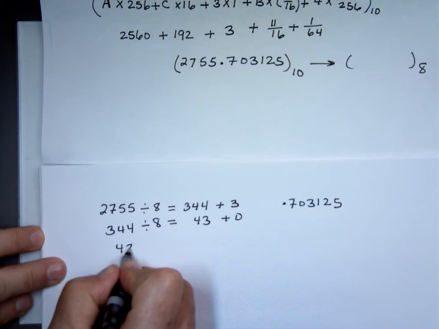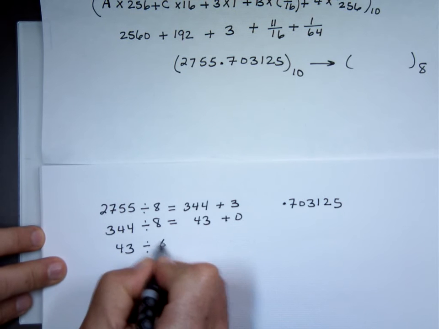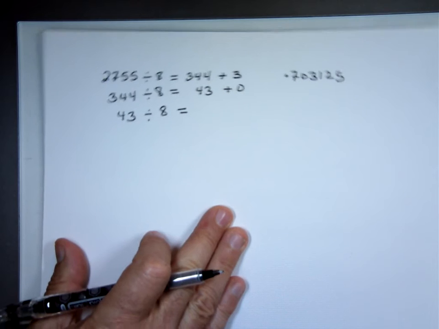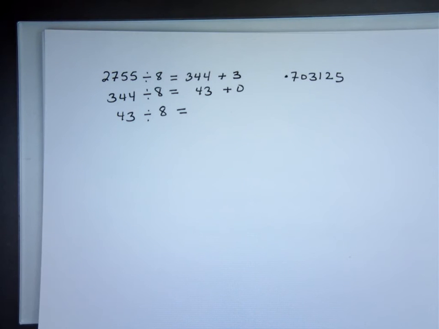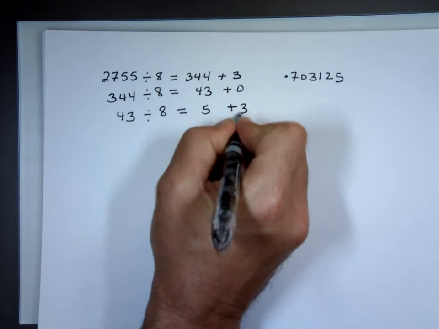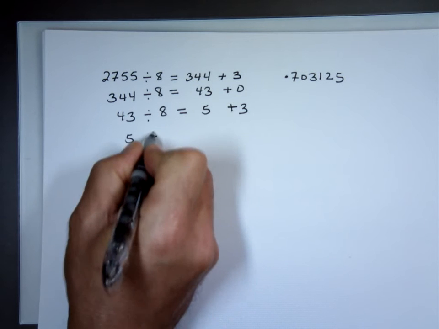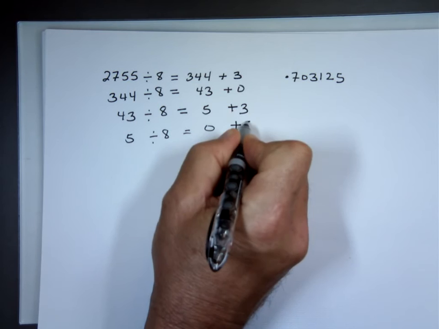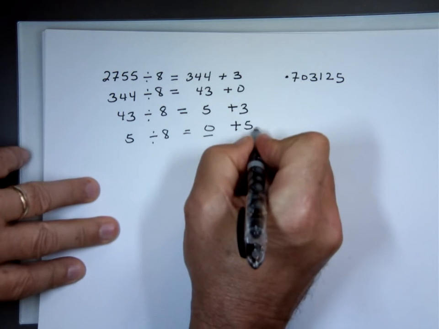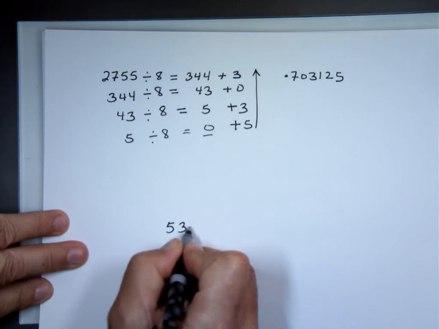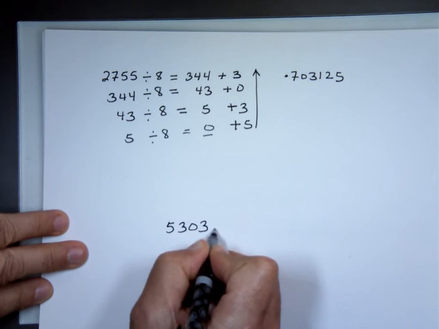We take the 43 divided by 8, which is what? 5 remainder 3. We take the 5 and divide it by 8. 0 remainder 5. Once you hit the 0, that's the end of this one. So when you read that number, it's 5, 3, 0, 3, and there's the point.